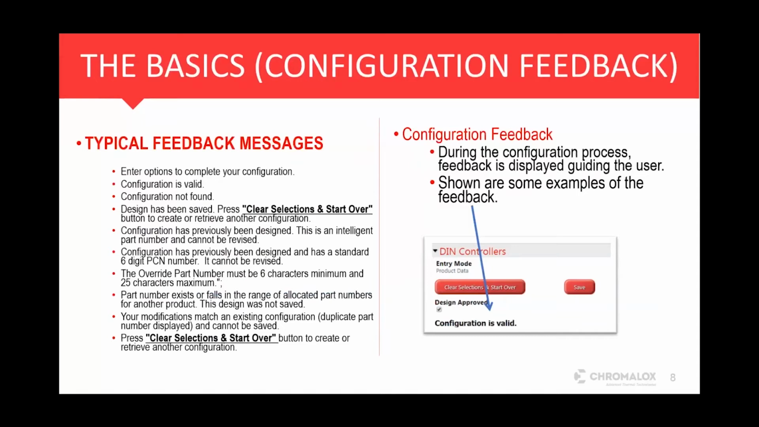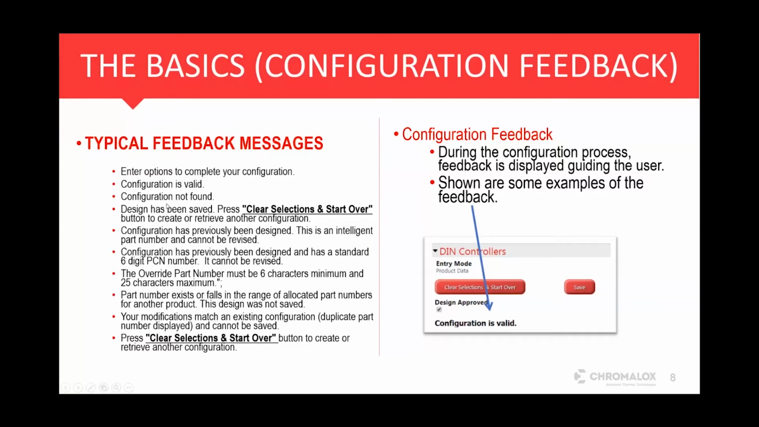Okay. Configuration feedback. Again, this will just guide the user during the configuration process. You will see the message in the upper right corner of the product you're configuring. It'll be right underneath the clear selections and start over button. And some of the typical messages you will get during the design process is enter the options to complete your configuration. That's pretty straightforward. It will tell you if your configuration is valid, which is good to know.